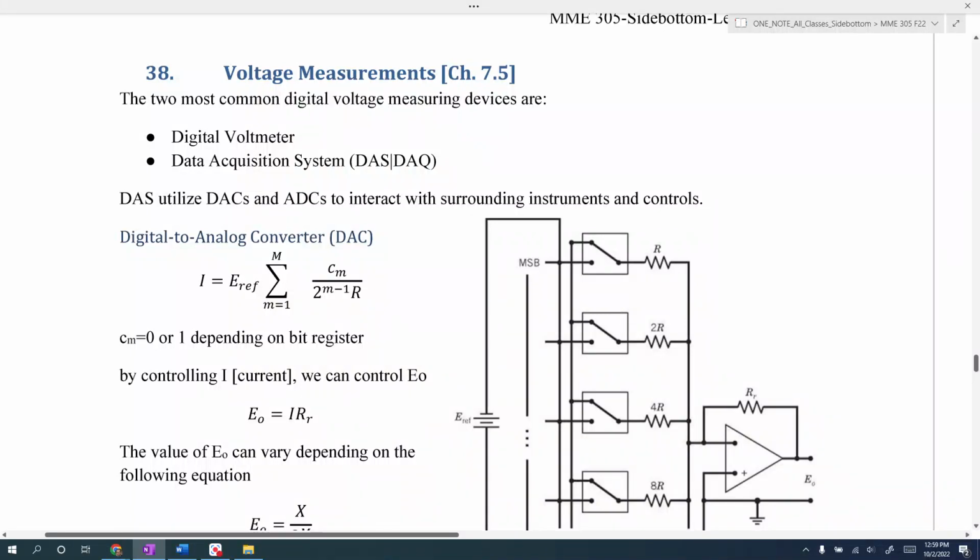When we're taking an analog voltage measurement and converting it to a digital number, the two most common devices for doing that are your digital multimeter, your digital voltmeter, or your data acquisition system or DAC board. Data acquisition systems often use digital to analog converters and analog to digital converters to interact with other instruments to read in data, and to control data they typically send out signals.